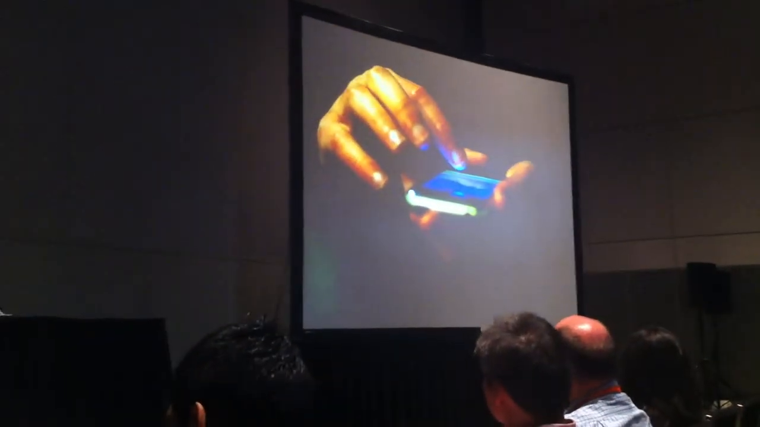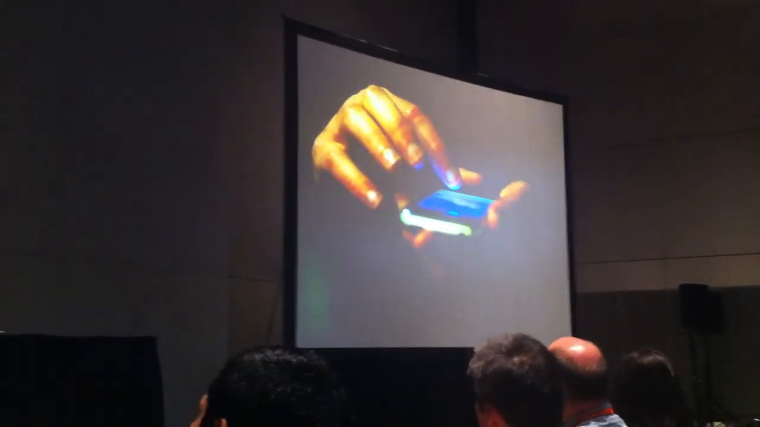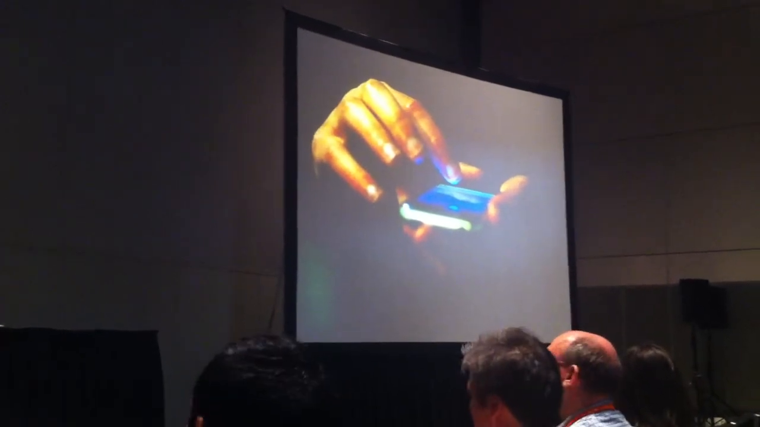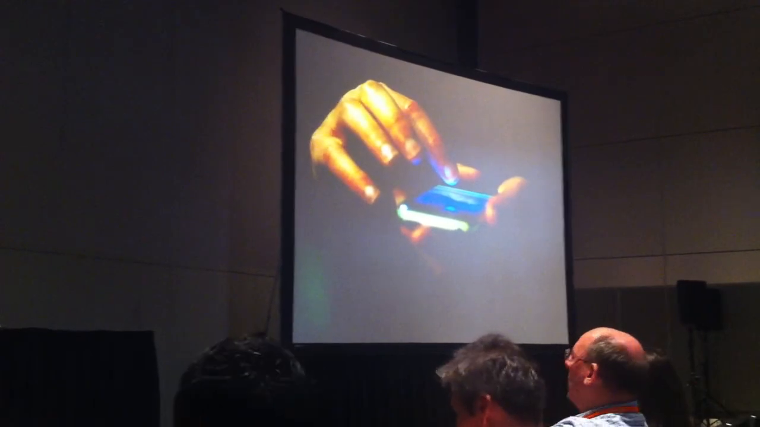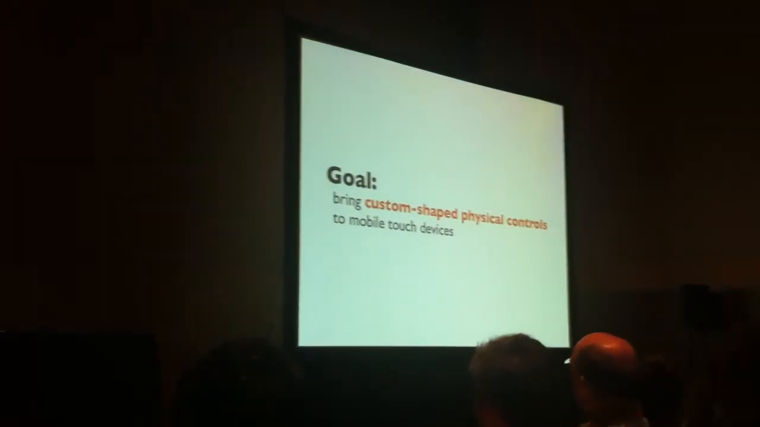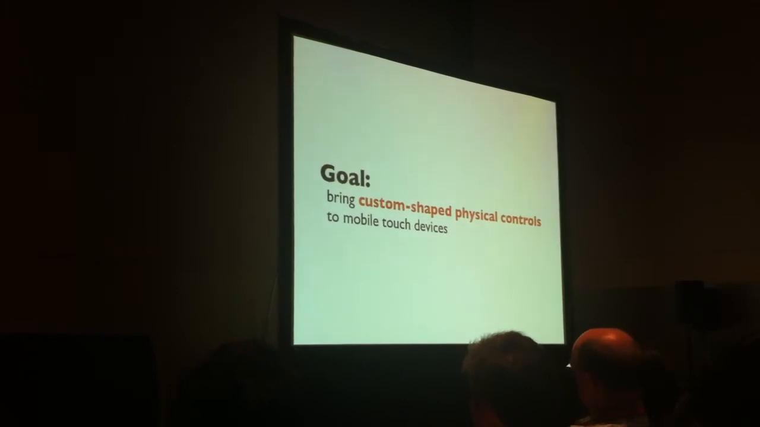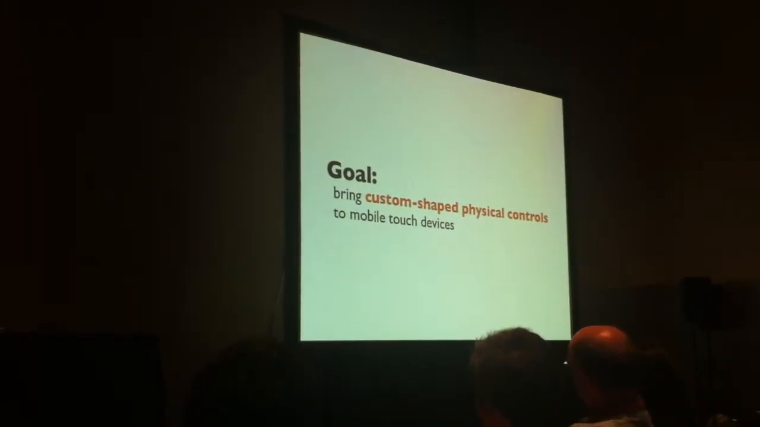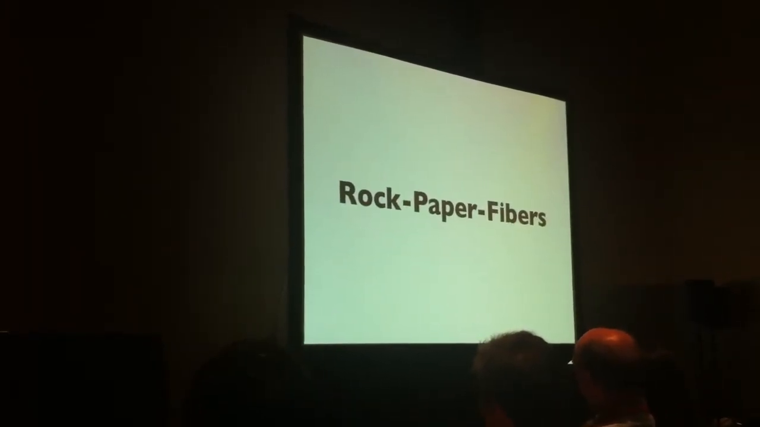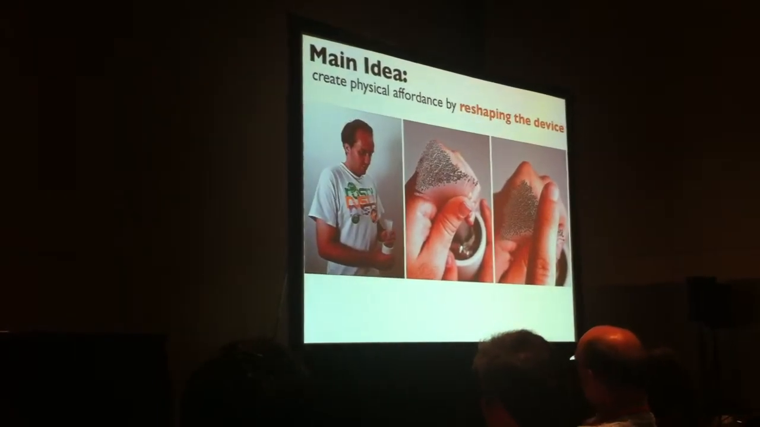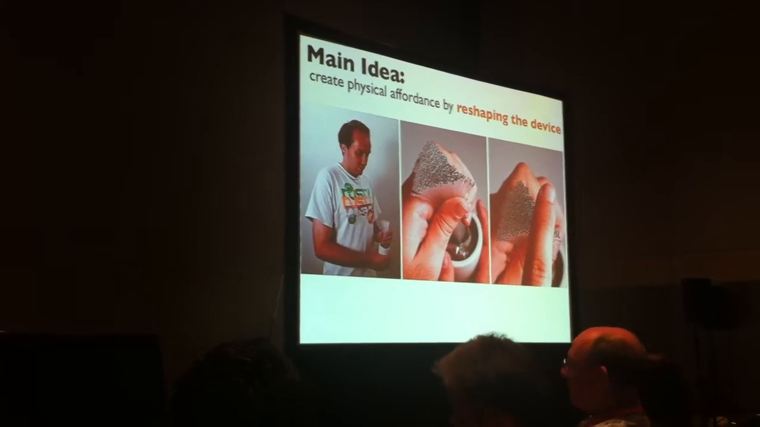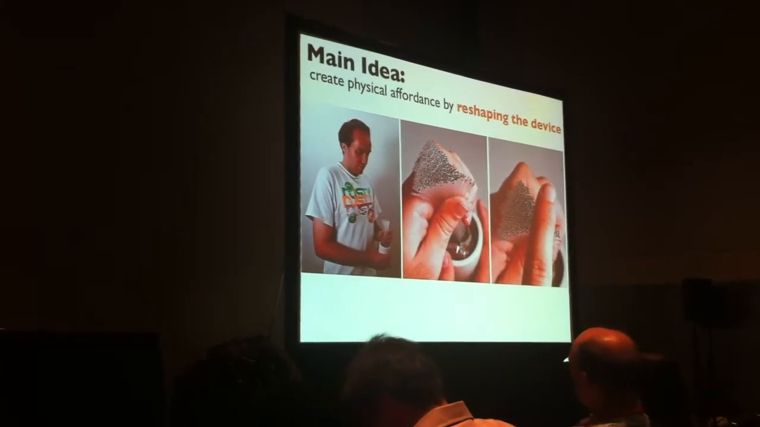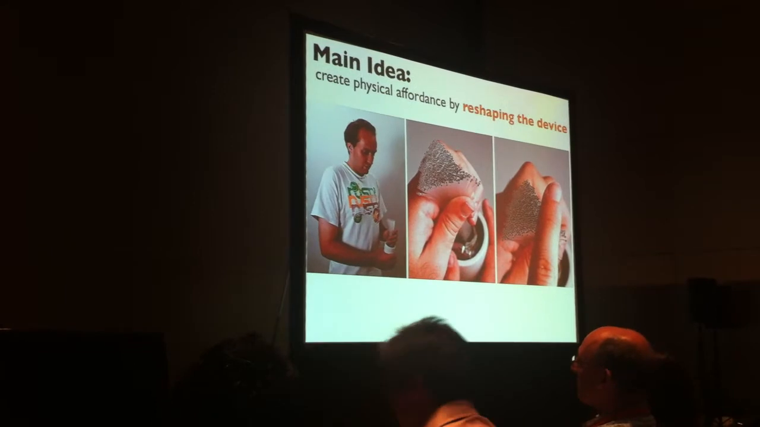But the vast majority of today's touchscreens are used in mobile devices. Unfortunately, there is not enough space on a mobile device for multiple tangible widgets. So really the goal of Rock, Paper, Fibers is to bring custom-shaped physical controls to mobile touch devices. So the main idea behind Rock, Paper, Fibers is rather than adding something, I take the whole device and reshape it. And we're doing this for every single interaction.